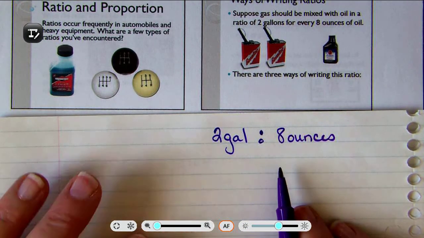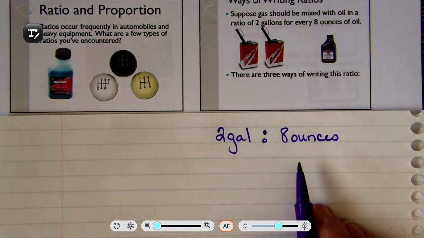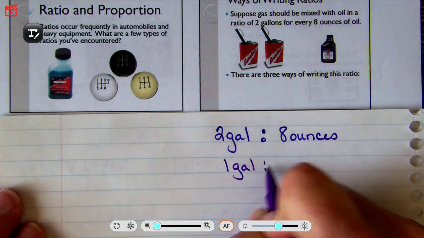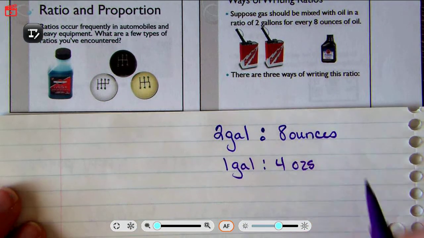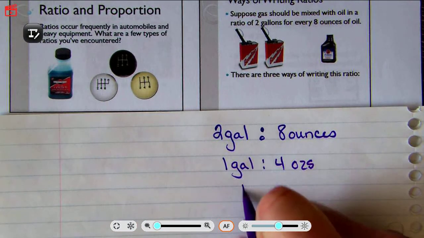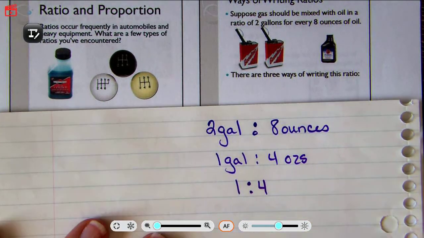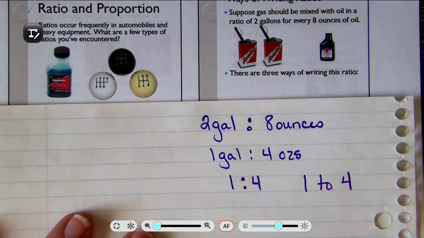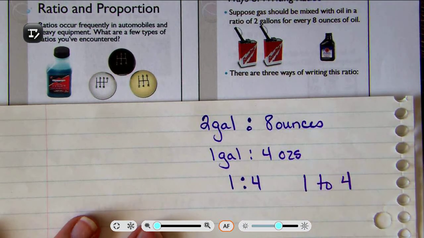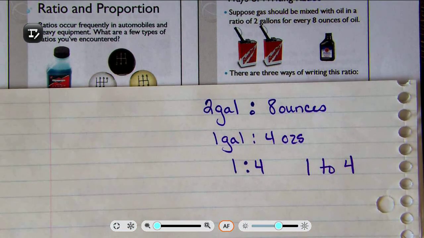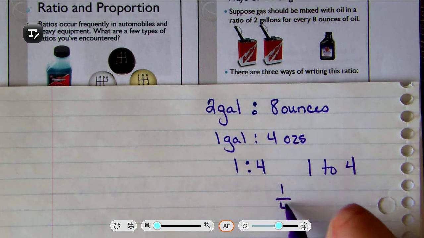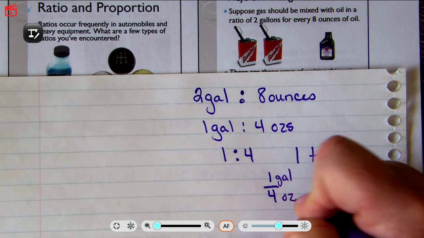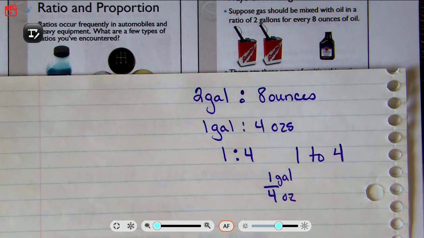We can reduce these as well, just as if we were reducing fractions. So we would reduce this to 1 gallon to 4 ounces, or just 1 to 4. So we can use the colon, we can use the word to, because that is how we read the colon, and we can also write them as a fraction. And sometimes, again, we can put the gallon to ounces in there if we want to be more specific.